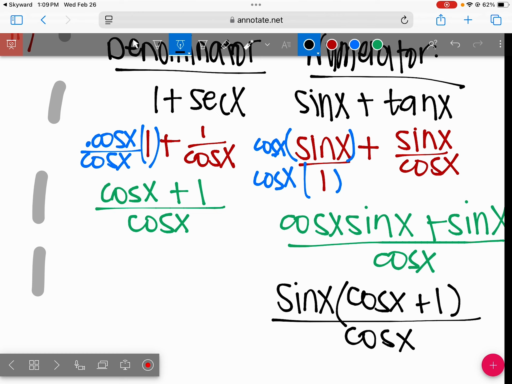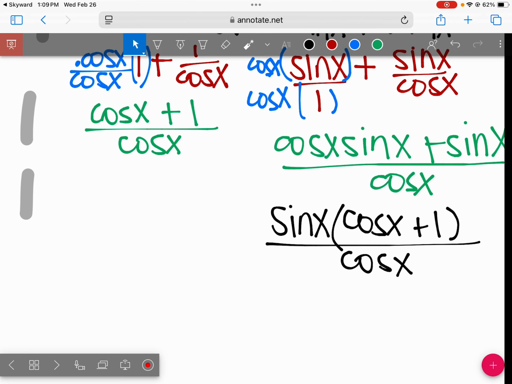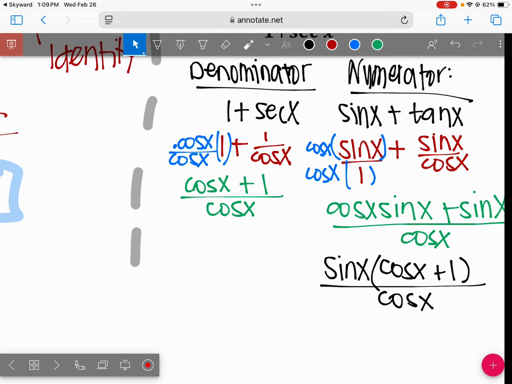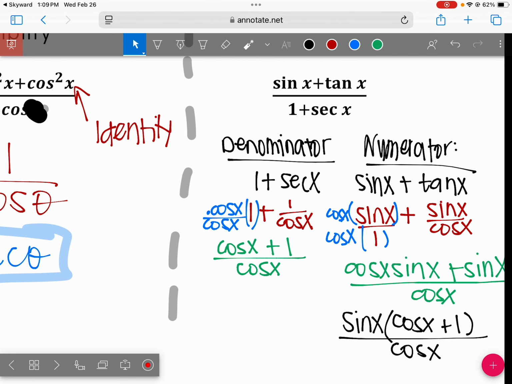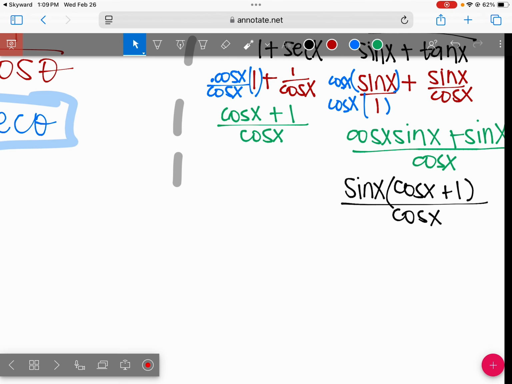Now, do you think that we can make this section over here any simpler? No, I would agree. So, that's great. We have these two super simple things. But our original problem was the numerator over the denominator. So, let's write them together.